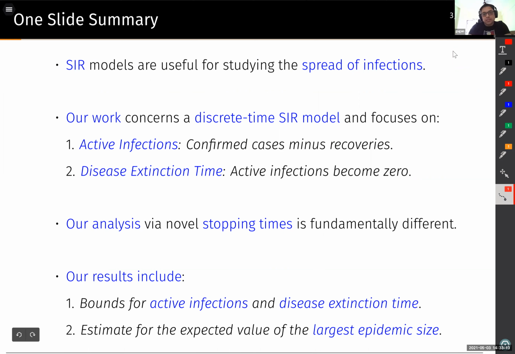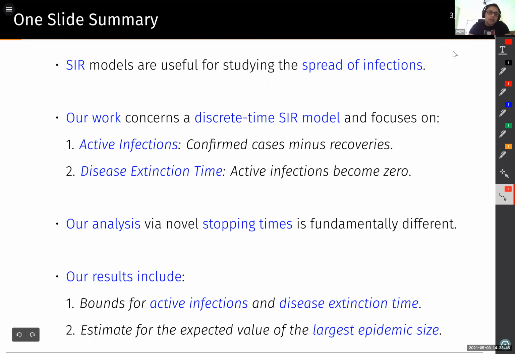Active infections, just to make sure there is no confusion, refers to the number of confirmed cases minus recoveries. Fortunately in the SIR model there are no deaths, so we don't have to talk about deaths. So the number of active cases is just the number of confirmed cases minus recoveries. And disease extinction time is the time at which the active infections become zero.